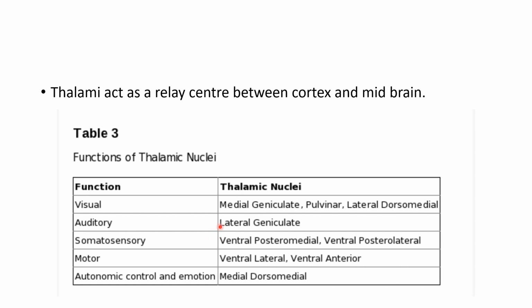Functions of thalamic nuclei include: visual is taken up by medial geniculate nucleus, pulvinar and lateral dorsomedial nucleus. Auditory sensation passes through lateral geniculate nuclei. Somatosensory is a function of ventral posteromedial and ventral posterolateral nuclei. Motor, ventral lateral and ventral anterior. And autonomic control, emotion and sleep-wake cycles are taken up by medial dorsomedial nucleus.